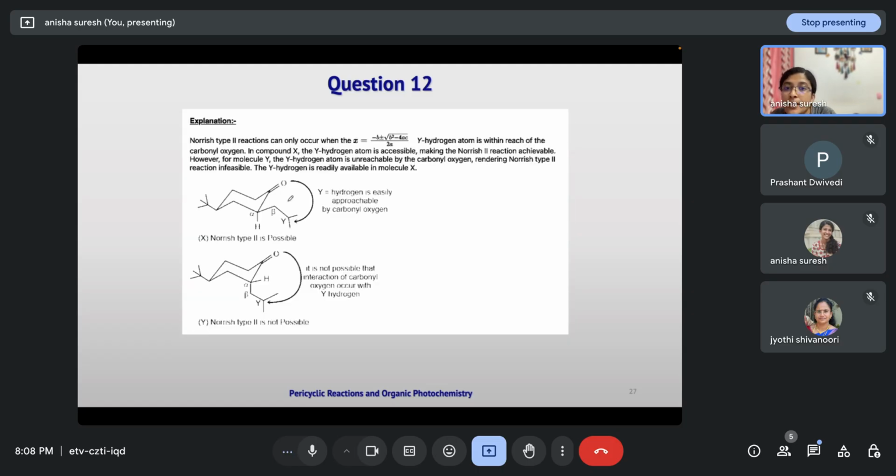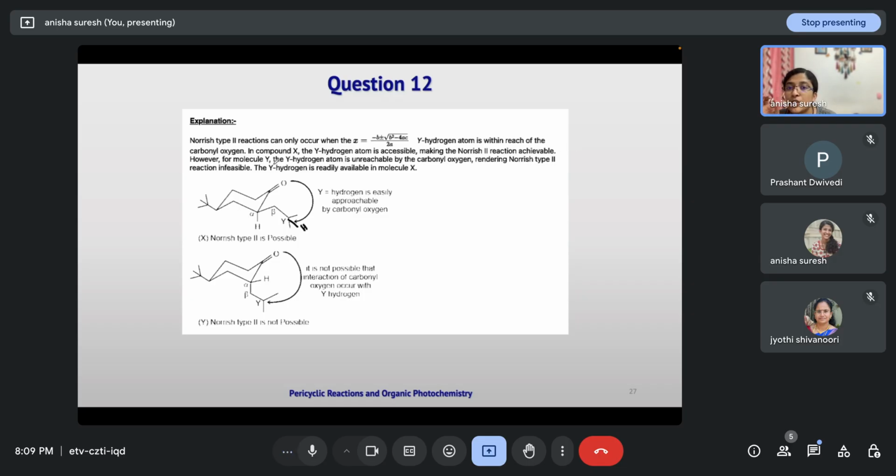So let us see. For Norrish type 2 reactions, it can occur only when this hydrogen is within a specific distance to that of the carbonyl. So this you don't have to remember, but the hydrogen should be proximal to the carbonyl so that the Norrish type 2 reaction will take place. If in compound X, the gamma hydrogen atom, the hydrogen present at the gamma position, is accessible as it is close to the carbonyl, making the Norrish 2 reaction achievable.